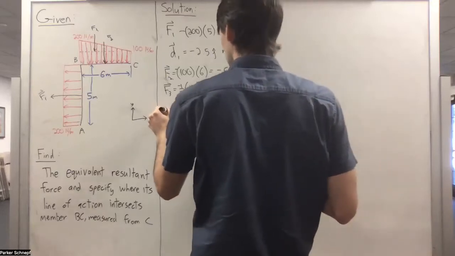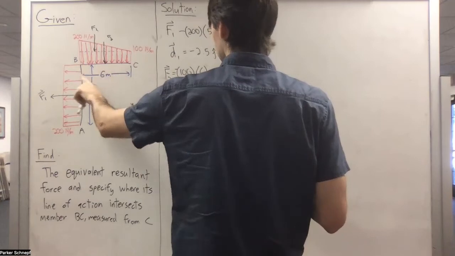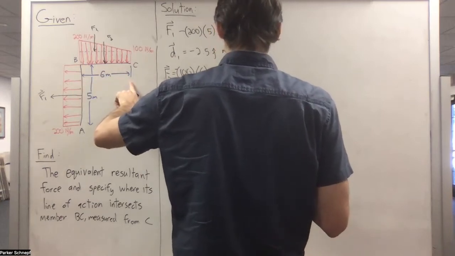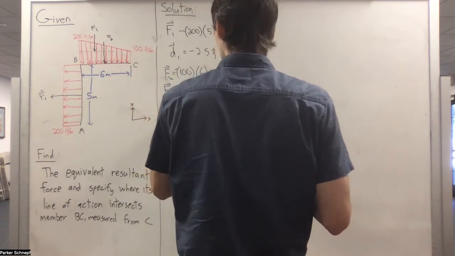And distance 2, just like with distance 1, it's half of the span. And since we are going to be measuring from here, from point C, that is minus 3.